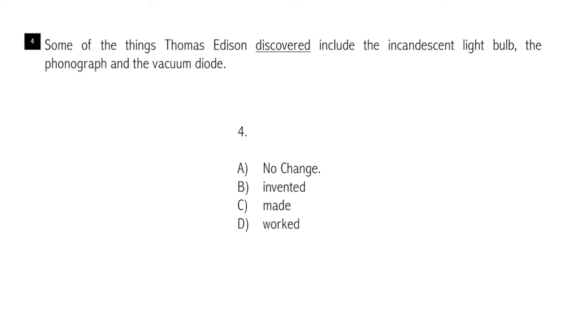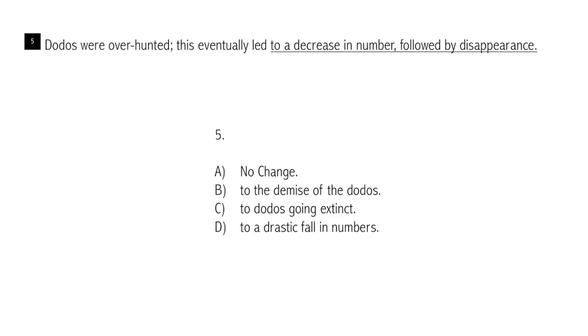When we're talking in terms of Thomas Edison being a great innovator, of course, inventing is a word that is more appropriate in context. And "some of the things Thomas Edison worked include" does not make grammatical sense. We can just get rid of it straight away, and therefore we can easily understand that invented is a better choice than made or discovered, and therefore say the answer is B.